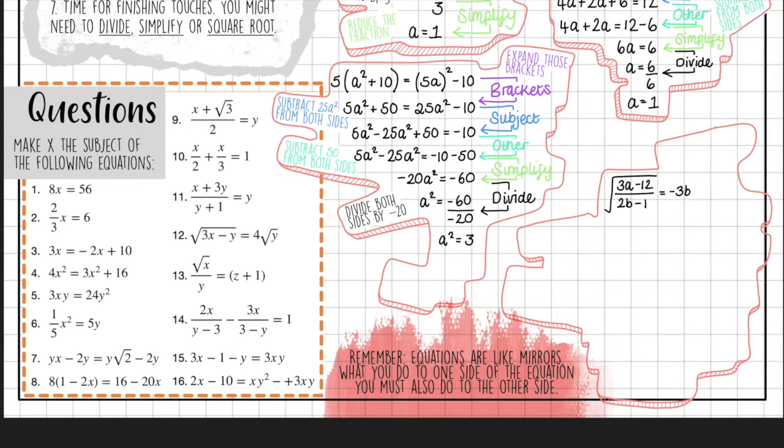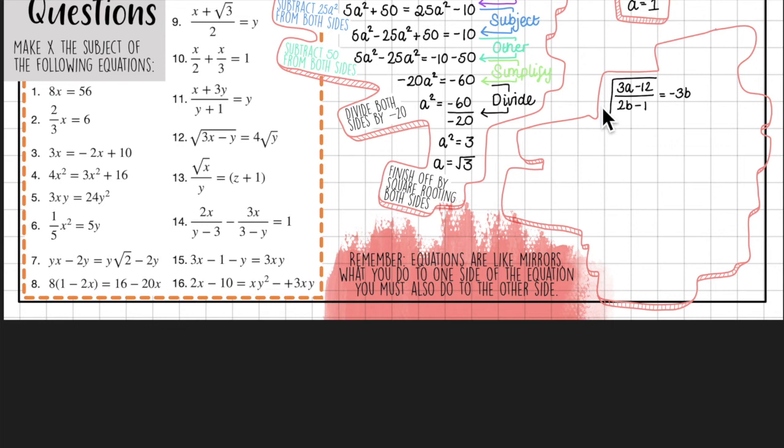Now, you might be unfortunate enough to end with an a squared. When this happens, it's alright. All you have to do is make sure you square root. So, again, what you do to one side, you have to do to the other. To get rid of this square sign, the opposite is to square root it. Therefore, we get the following. A is equal to the square root of 3.